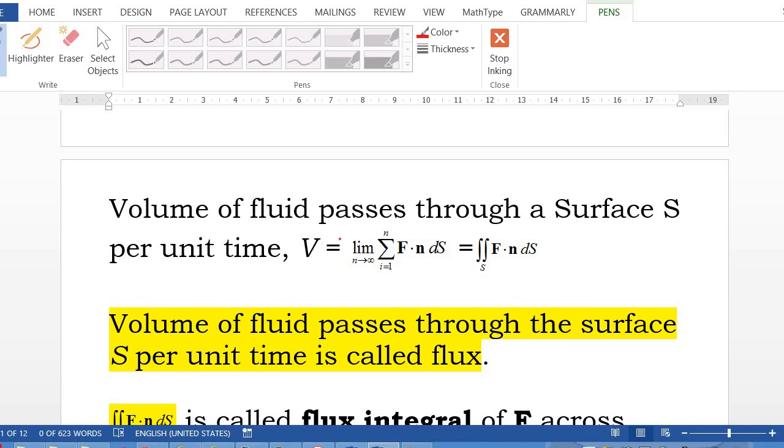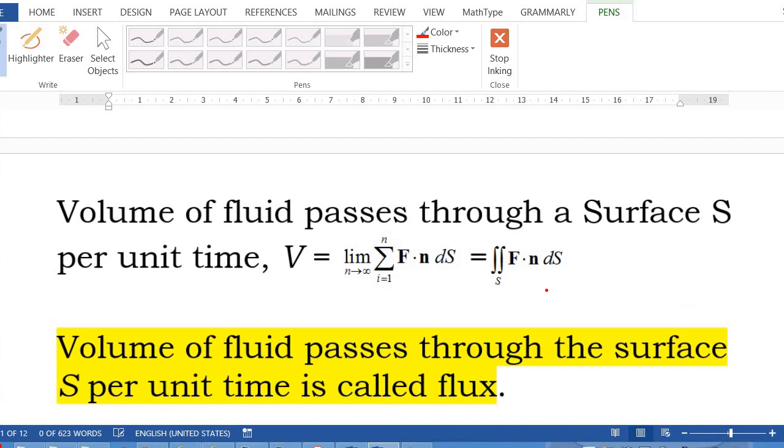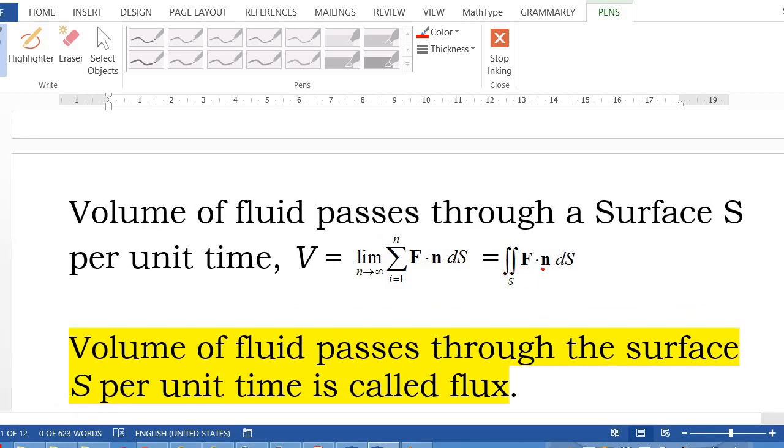It's just like only a small portion of surface S. So if passing through the whole surface S, then you have to sum the small portions of surface S, delta Si, from i equal to 1 up to n. When n approaches infinity, this becomes the surface integral of vector field, or called the flux integral. Flux integral is given by the double integral of F dot n dS across surface S.